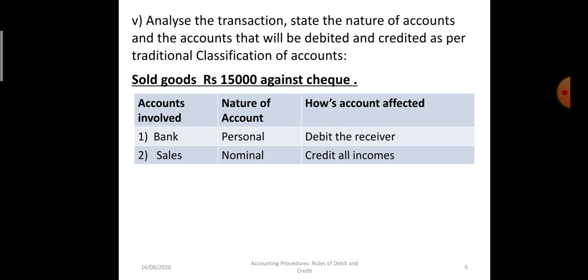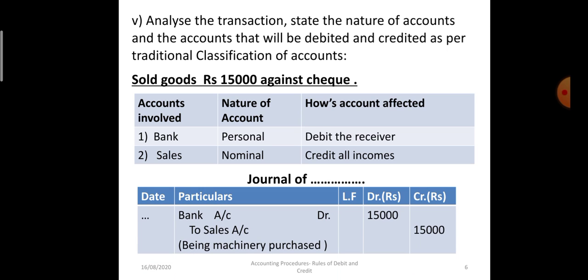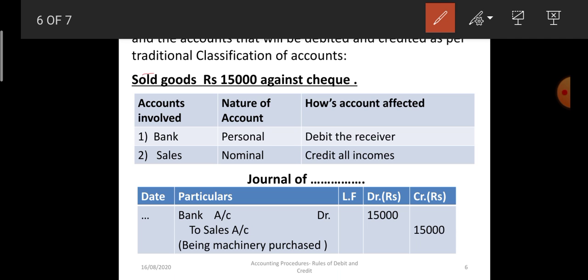All of you, all the transactions are important. All these transactions which I have included here are simple ones and they all involve separate accounts. Here sales is nominal, credit all incomes. Bank is personal, debit the receiver. Bank is receiving the amount, so the entry will be bank account debit to sales. All of you just read the language. In this one, sold goods for rupees against cheque, the cheque is there, that's why we are debiting bank account.